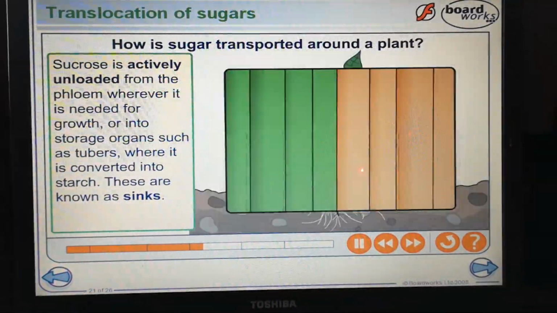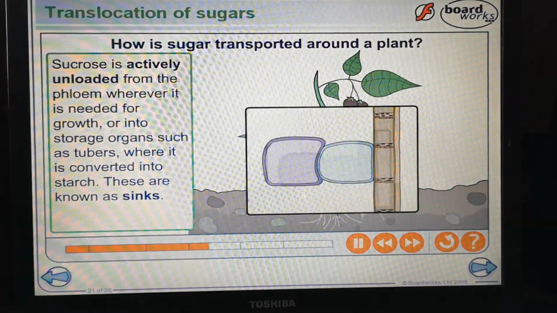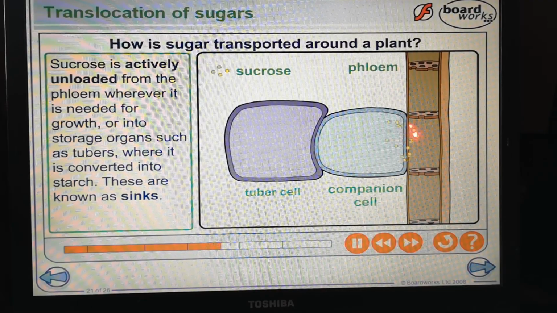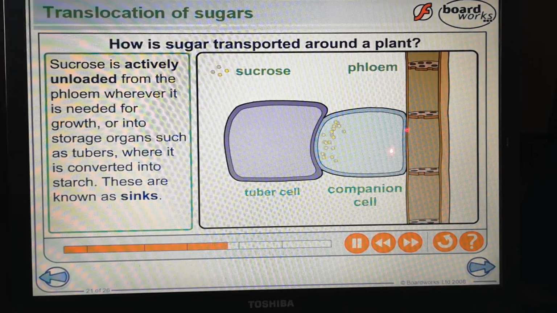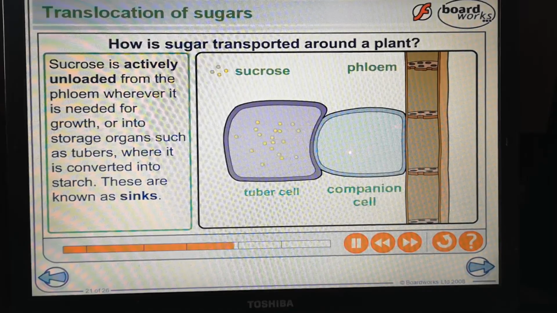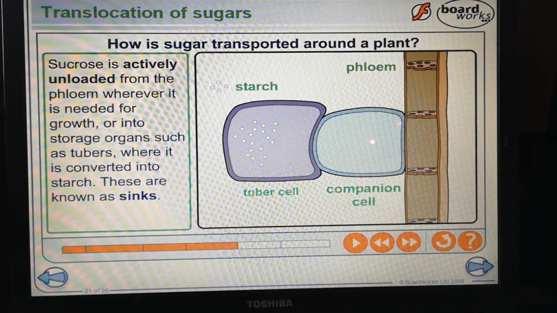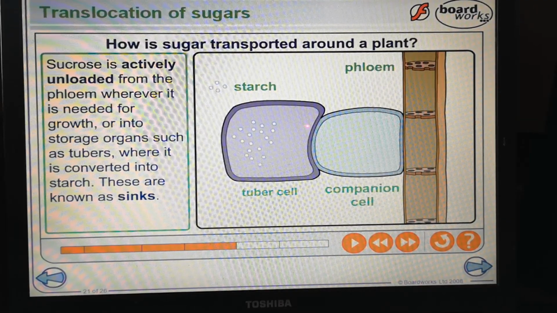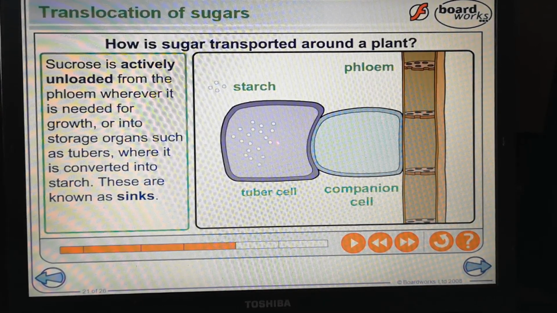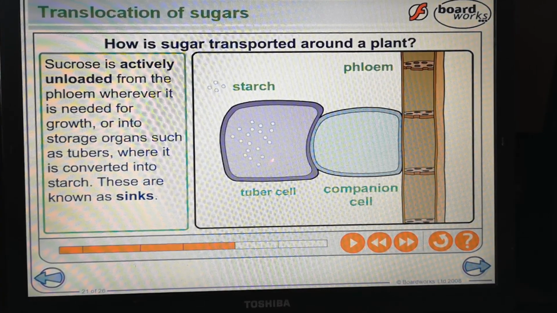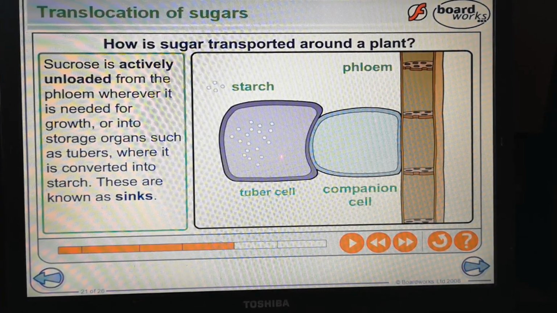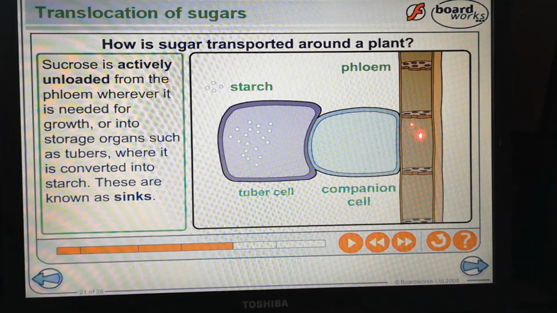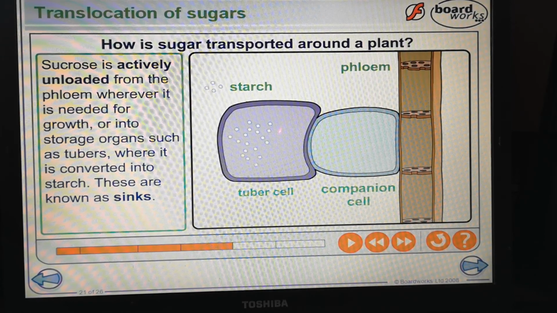Now, let's have a look at what happens when we get to our sink. So here's our sink. Our sucrose has reached this point here. Again, it will be now actively unloaded into the companion cell, so we'll need energy, and that's going to be provided by the mitochondria. And then from there, it will move into our tuber cell, where the sucrose will get converted back into glucose and then stored as starch. So we are going to have lots of sugar moving from here, the phloem, into there, and then finally into our tuber cell.